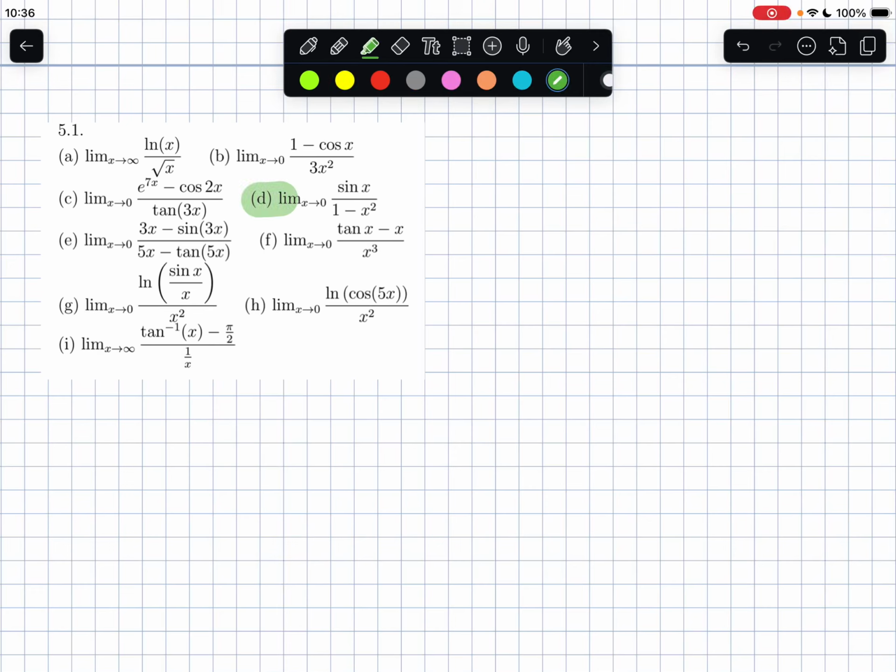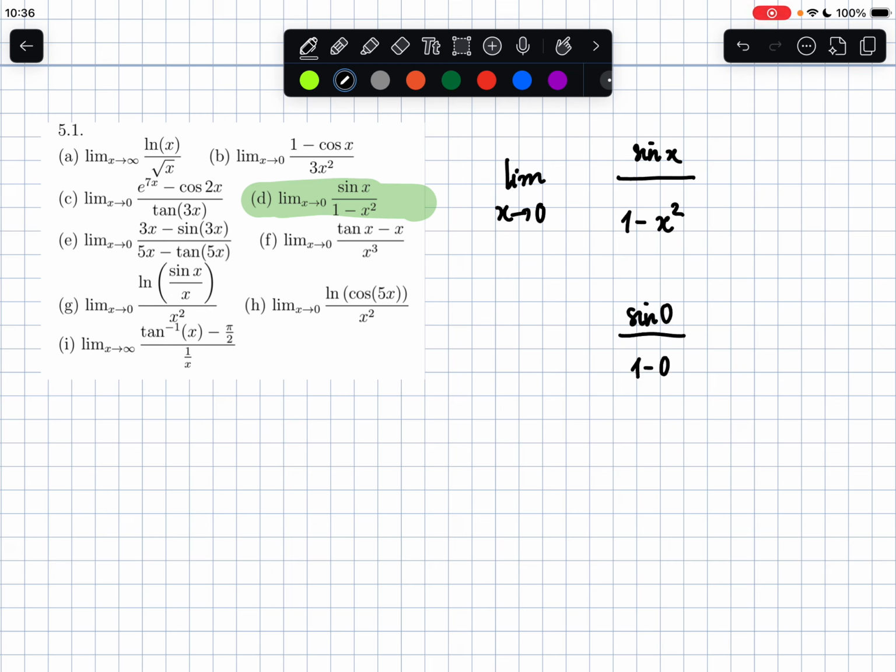Let's do question D. Limit x tends to 0 of sine x over 1 minus x squared. When you plug in x equal to 0, you have sine 0 over 1 minus 0, which is 0 over 1. So this limit will be 0. Although this question was put in the L'Hopital rule lesson, we do not need to use L'Hopital rule at all. So the answer for D is 0.